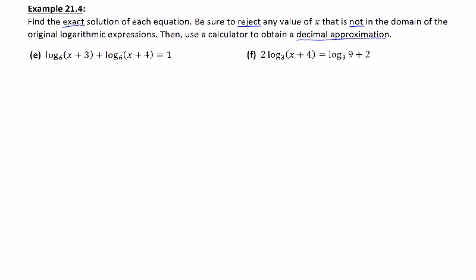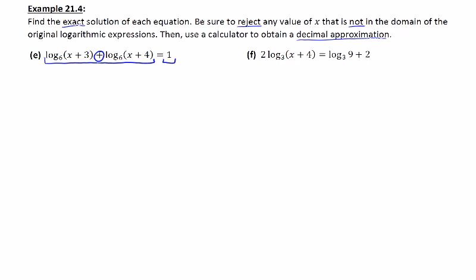Part E, on the left-hand side, has two logarithmic statements with an addition operation between them, and on the right-hand side we have a constant of 1. Now, in order to be able to do the one-to-one property, I have to have a single log on the left and a single log on the right.